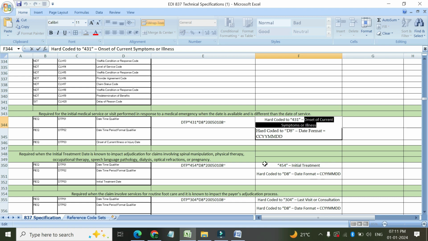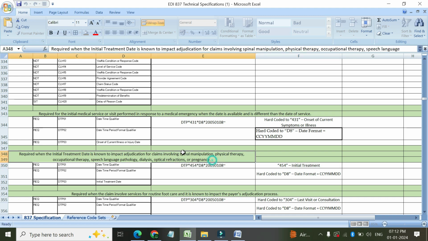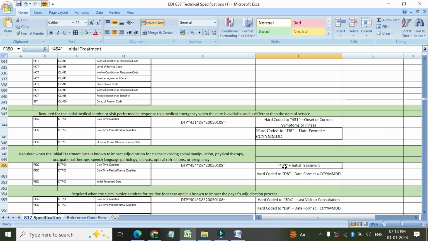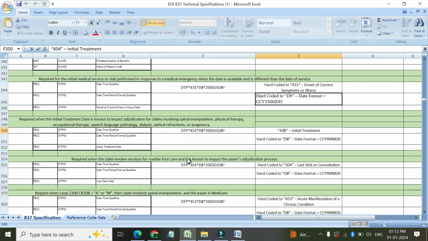In the same manner, the next DTP segment is for initial treatment. This is required when the initial treatment date is known to impact adjudication for claims involving spinal manipulation, physical therapy, occupational therapy, speech language pathology, dialysis, optical refractions, or pregnancy. For those claims involving these services, the initial treatment date is required. Again, the qualifier is 454.